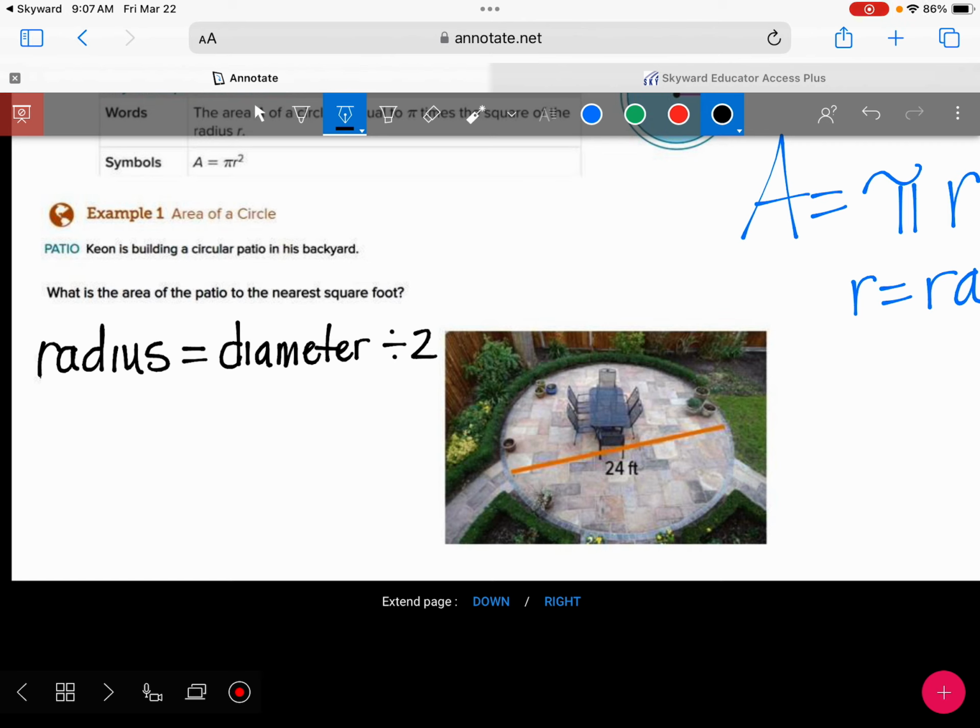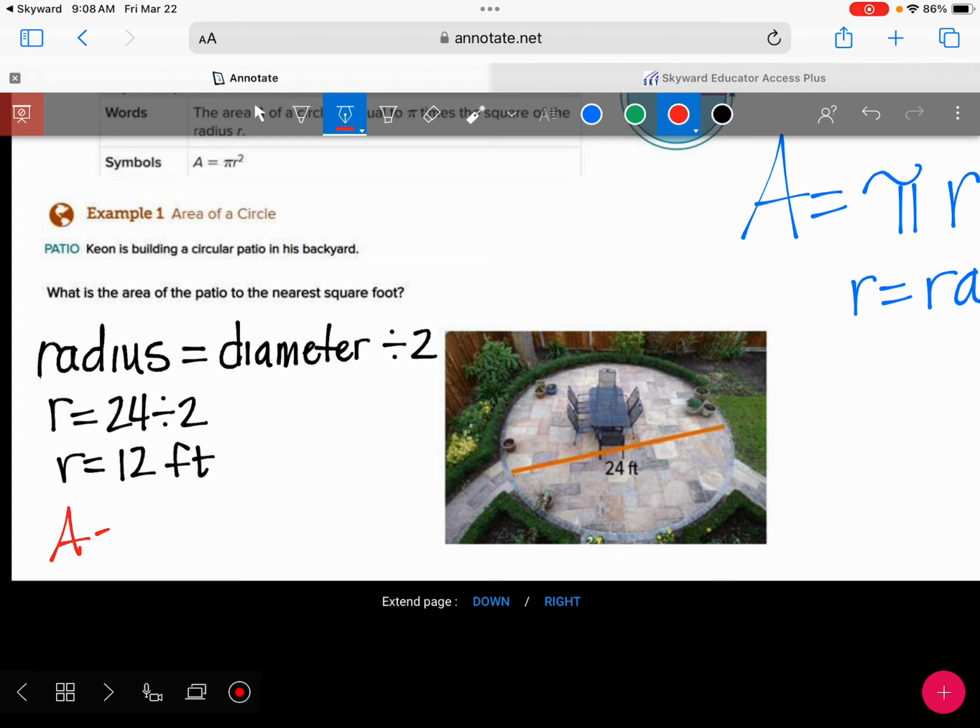Now to find the area, we have to use radius. We cannot use diameter. So the diameter is 24. So 24 divided by 2 is your radius. So that means our radius is 12. 12 feet.